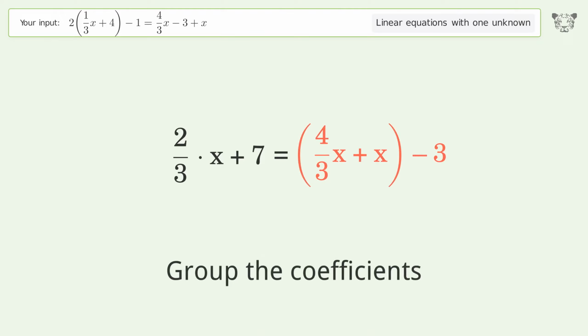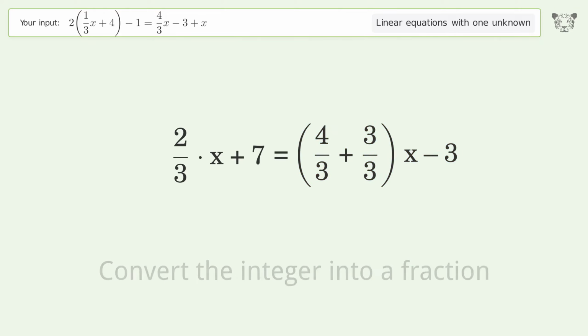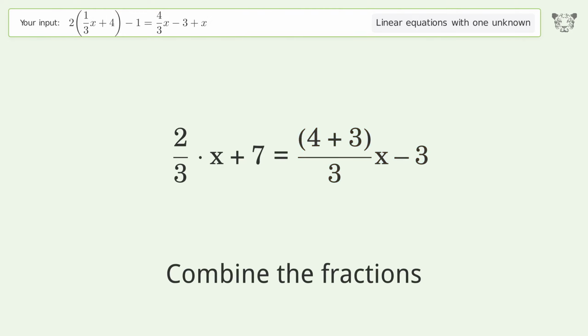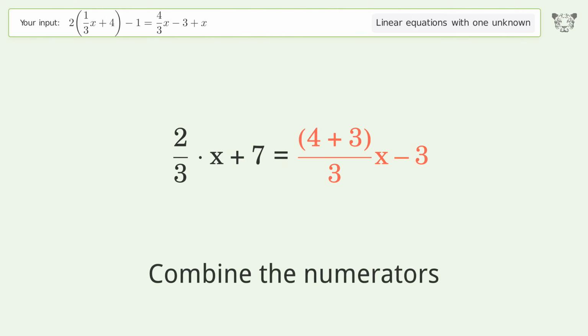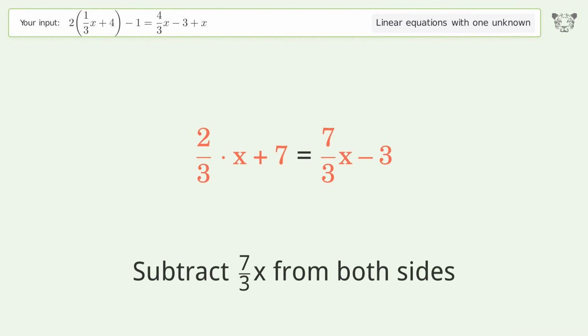Group the coefficients. Convert the integer into a fraction. Combine the fractions. Combine the numerators. Group all x terms on the left side of the equation. Subtract 7 over 3x from both sides.